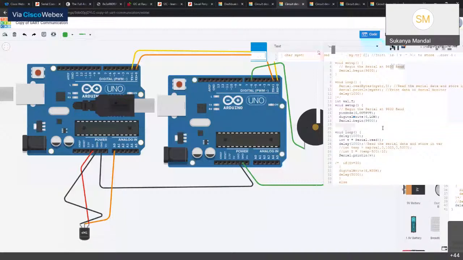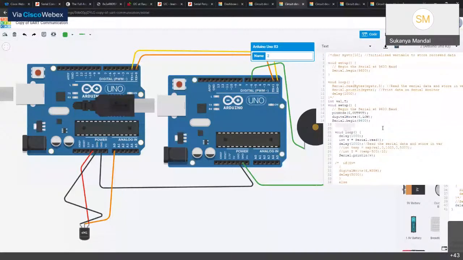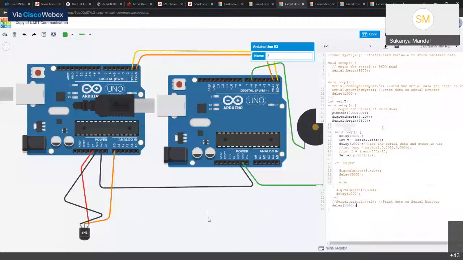Then we just take a variable to read the serial value. Then we do a delay of 1000, and then use the value of this serial read. And then again, for the next iterations, we just put a delay of a millisecond, and that's how it continues. Okay, so if we start this simulation, we pick up the serial monitor.